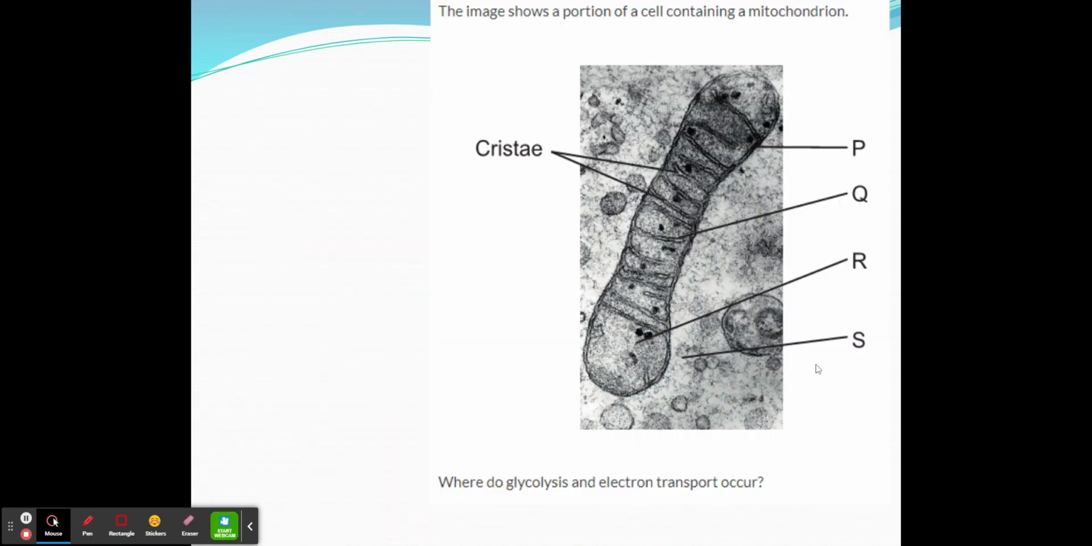Okay, so here's a picture from an IB test. Where do glycolysis and the ETC occur? It's just called electron transport, but they mean the chain. So glycolysis is in the cytoplasm, so that would be S. What we're looking at here is one mitochondrion. These might be vesicles or vacuoles. It's kind of hard to tell from the picture what these other little spheres of membrane are. And then the ETC occurs along the cristae. So it's kind of hard to see what's pointing at what. I think Q is pointing at the inner membrane where those pumps would be chilling.